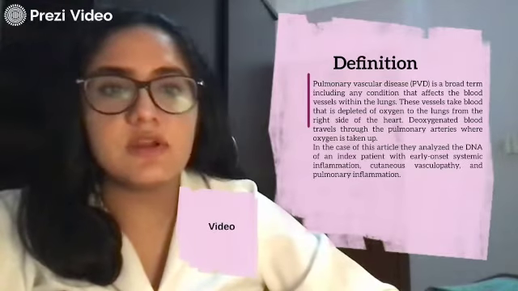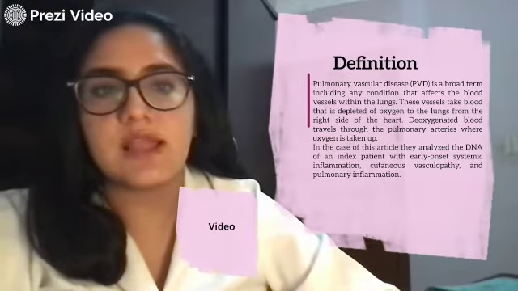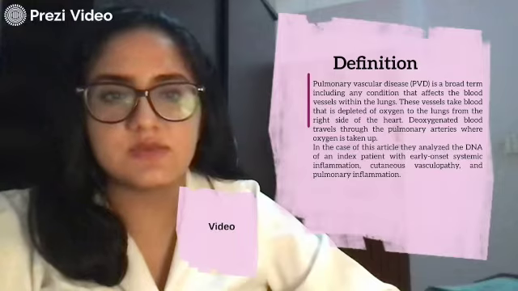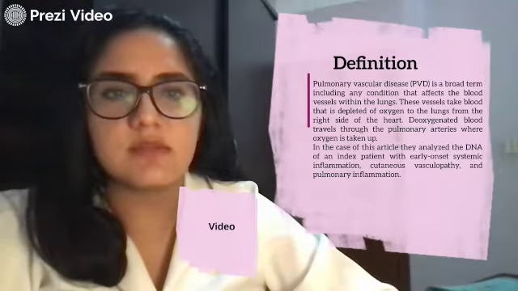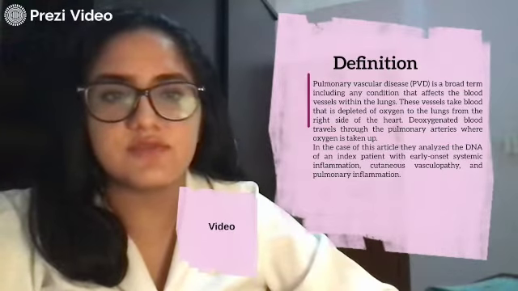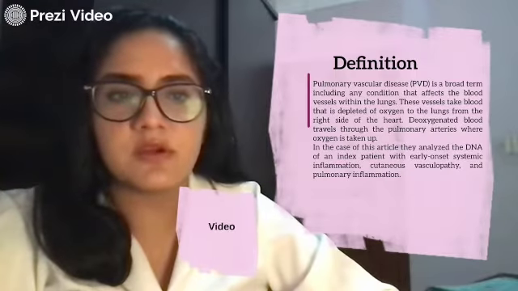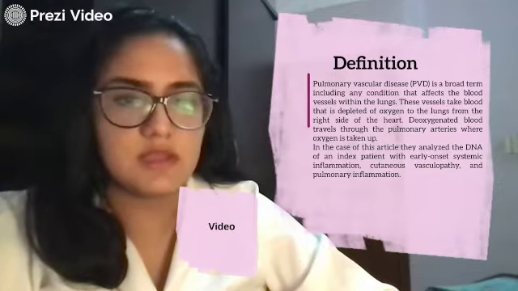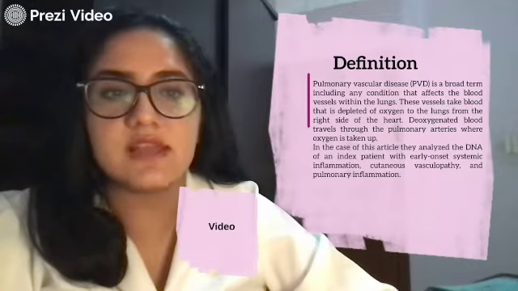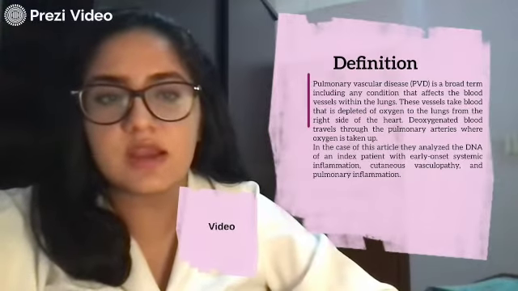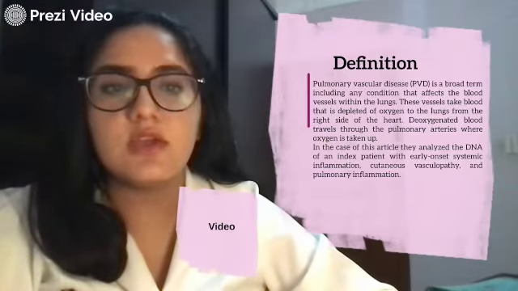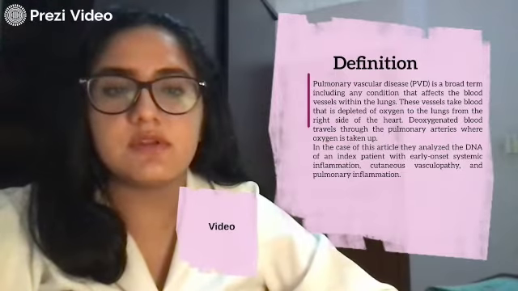Definition: Pulmonary vascular disease is a broad term including any condition that affects the blood vessels within the lungs. These vessels take blood that is depleted of oxygen to the lungs from the right side of the heart, and the deoxygenated blood travels through the pulmonary arteries where oxygen is taken up. In the case of this article, they analyzed the DNA of an index patient with an early onset systemic inflammation, cutaneous vasculopathy, and pulmonary inflammation.